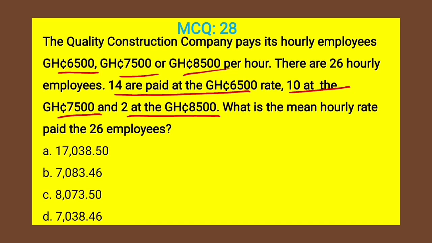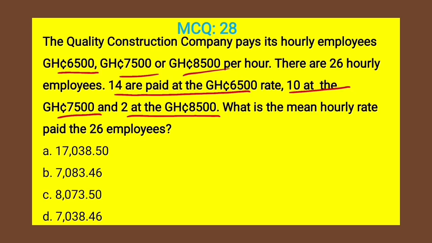7,500. 2 are paid 8,500. Meaning that we have assigned weight in terms of the wages or the salary that they are receiving. We have those with a higher, those with a lower, and those with a medium salary, based on probably the type of employee that you are.